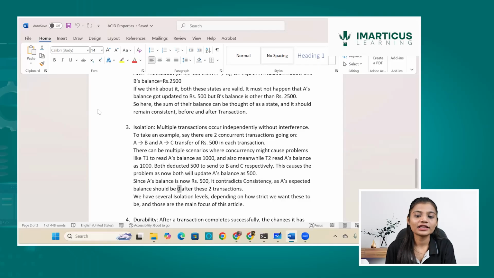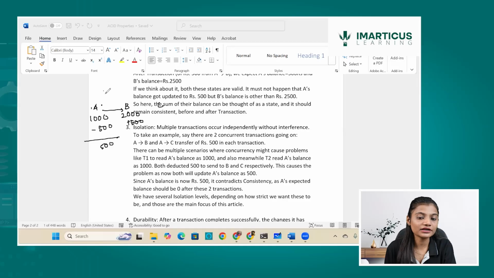If I have A equal to 1000, B equal to 2000, and C, there is nothing. So if A is deducting an amount and giving it to B, that's correct. Now A's balance is 500 in transaction 1. If in transaction 2 also A's balance after giving it to C is also 500, then it contradicts the property of consistency.